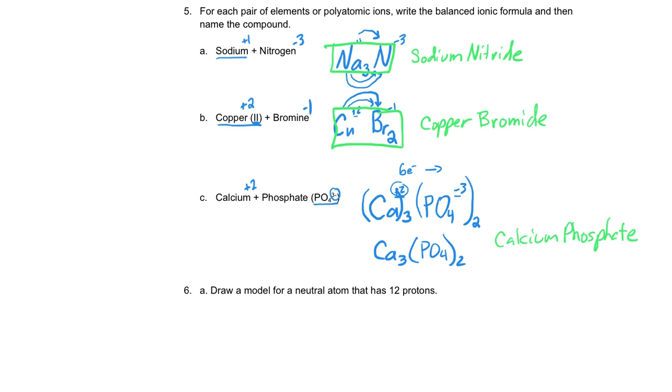Now, the polyatomic ions, you don't need to change the end to "ide." They've already been put in the correct format for when they create the new atoms. So calcium phosphate is ready. That's it. The next question asks us to draw a model for a neutral atom that has 12 protons.